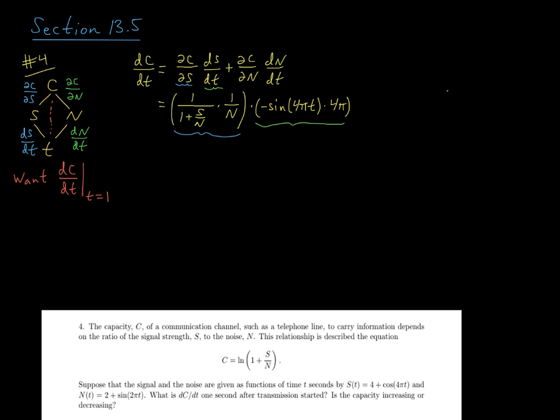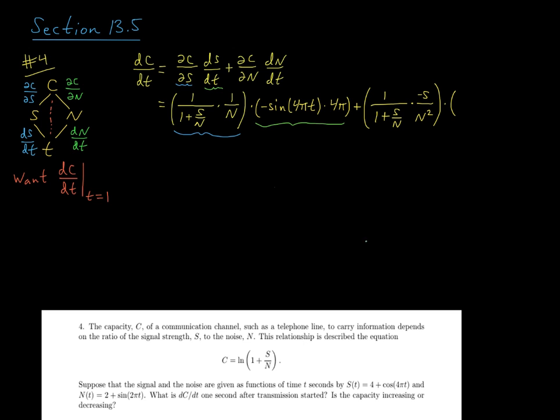Then I'm going to add to that the product of del C del N and dN/dt. Del C del N is really similar: 1 over 1 plus S over N. But now I multiply by the derivative of what's inside the log with respect to N, and S is now constant. This is really N to the negative first power, so its derivative is negative N to the negative second power. Put all together, we get minus S over N squared.